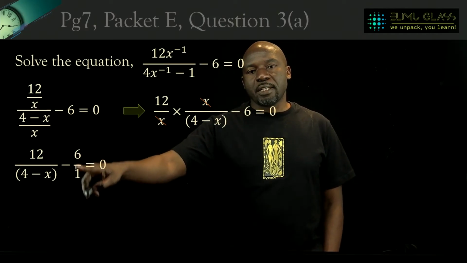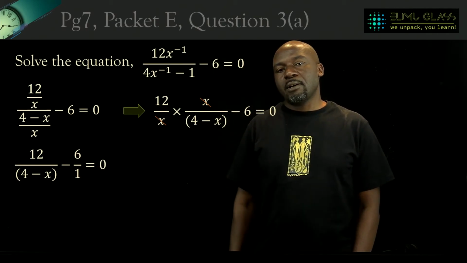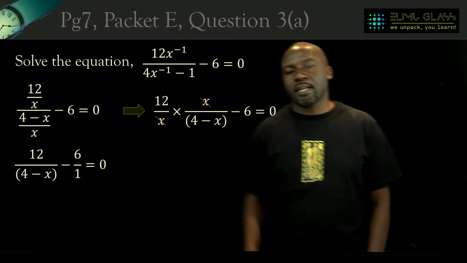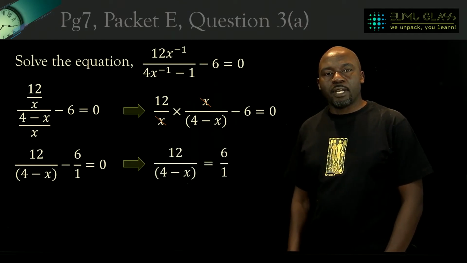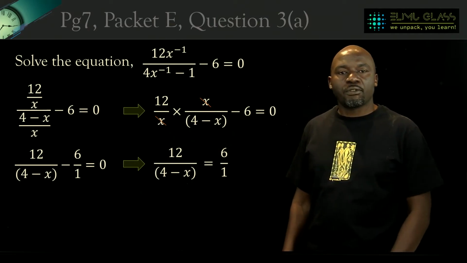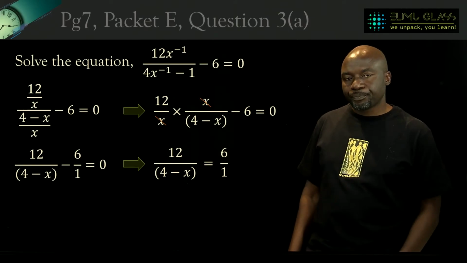Now I'm bringing the 6 into play. It is 6, so I can just put it as over 1. All right. Next is, because this is minus, I can move it to the other side of the equal sign. If I do that, I end up with that expression there. And now I can use the principle of cross multiplication that we've discussed in the first video.